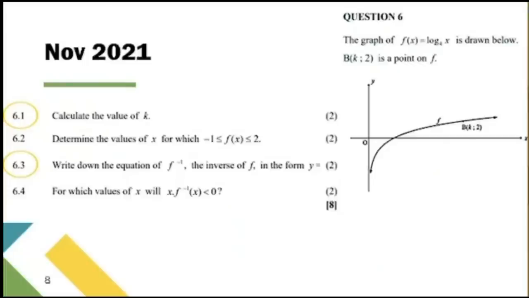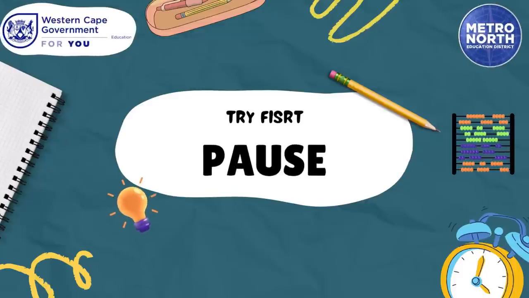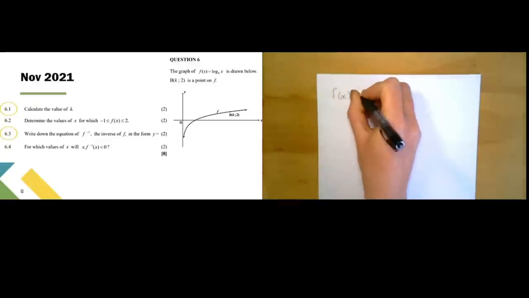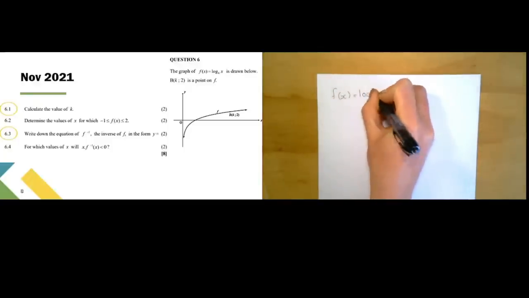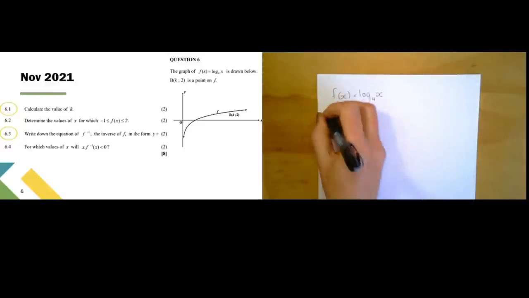So let's go look at our past papers and what they've asked. In November 2021, they gave us in question 6 the equation f(x) equals log of x with a base of 4, which they've said is drawn below. B is the coordinate (k, 2), a point on f. And the first question they asked me is to calculate the value of k, which means I could substitute it in and work it out.